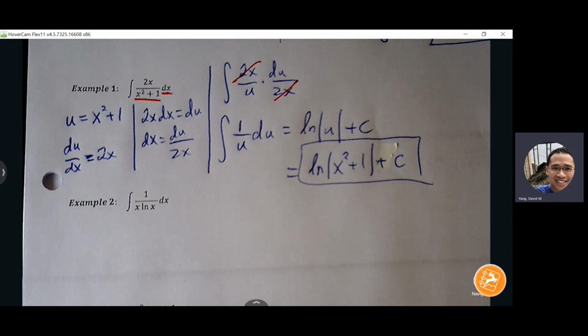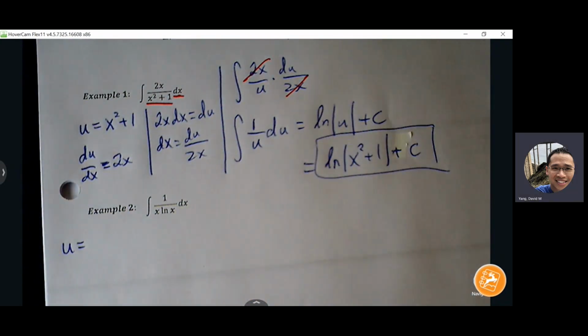So we have a couple options. Maybe the u value is just the x, maybe it's just natural log of x, or maybe it's the entire denominator, x natural log of x. Any guesses as to what our u value could be?